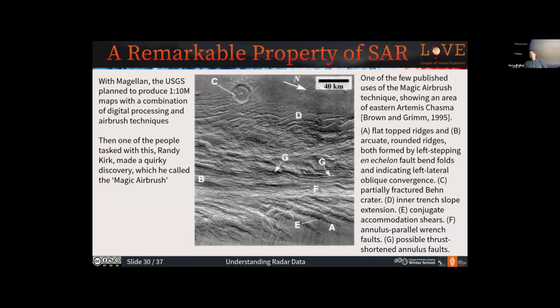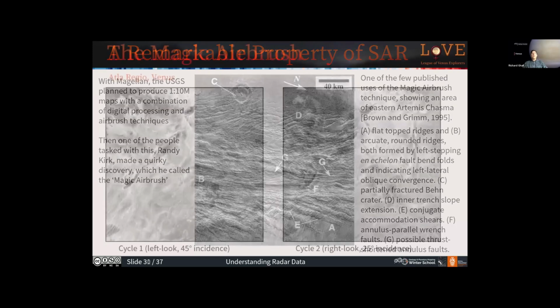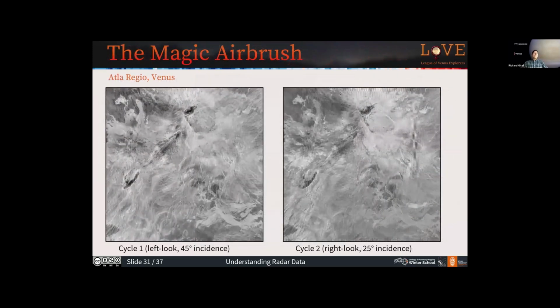And so you end up with artifacts generated by different foreshortening and other features like that, different brightnesses and so on. But here's an example to show you sort of taking it one step further. These are two images of Atla Regio, and on the left there you can see Maat Mons, and at the top you can see... I've forgotten the name of it now. Anyway, the big volcano up there, and they look similar, but there are subtle differences.